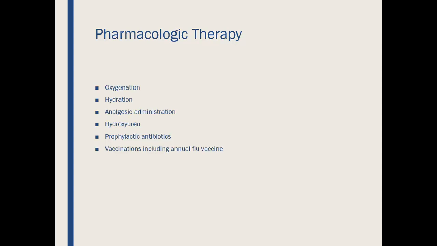Hydroxyurea is used in both adults and children. It is a cytotoxic medication. It decreases the production of abnormal blood cells and leads to a lesser amount of pain. It also increases fetal hemoglobin production. Side effects are bone marrow suppression, headache, dizziness, and nausea and vomiting. Prophylactic antibiotics are used for kids 2 months to 5 years old with a diagnosis of sickle cell disease.